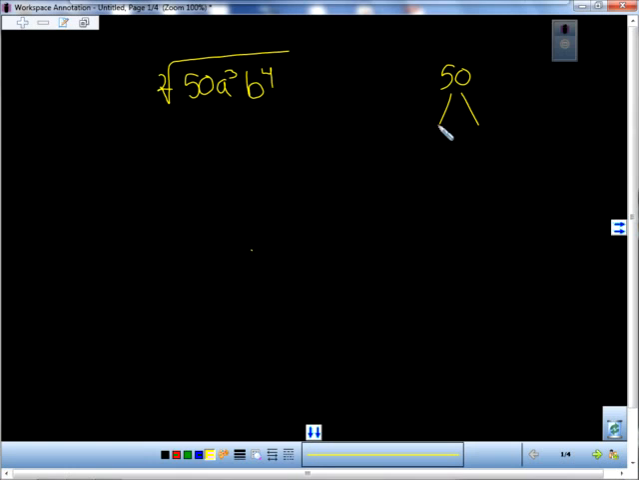So 50, we can break that down into what? Okay, so we have 5 and 10. 5 is a prime. 10 breaks down into 2 times 5. That would give me the square root of 2 times 5 squared. Now I need to break my a cubed down. I need pairs. So how's a cubed going to be broken down? Okay, a squared times a.